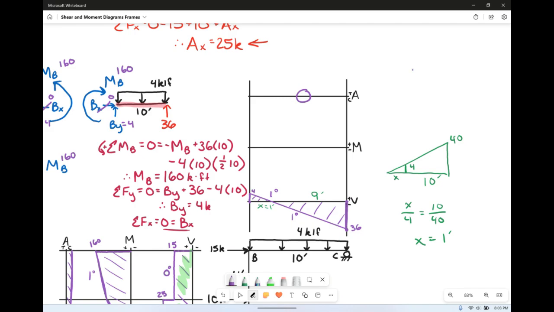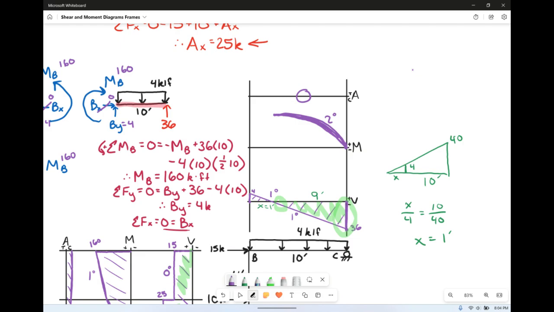Remember that at the roller, we're at 0 moment. And if this area is going to be going negative, that means we have to go down to reach our 0, which means this guy's going to be going down, and it's going to be a 2nd degree curve. We're starting off real small, right? Real small over here, finishing real large. So that's a 2nd degree.